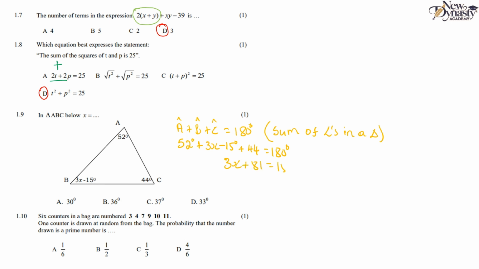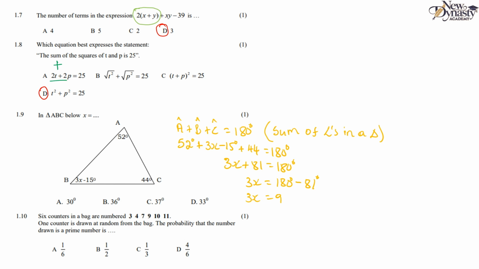Some of us will just make one step here. So the next step is to remove the 81. You can subtract 81 on both sides, or you can transpose 81. That is going to be 180 subtract 81 degrees, and you are going to have your 3x equals to, that is going to give you how much? 180 minus that is 99.